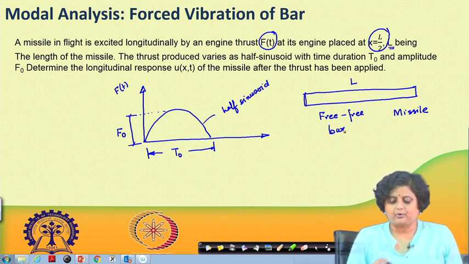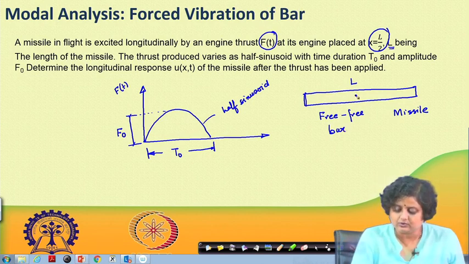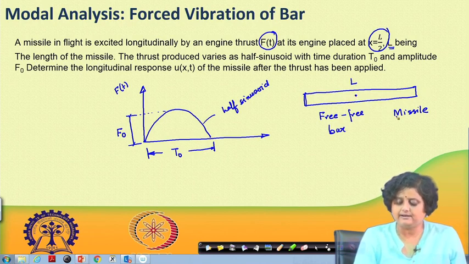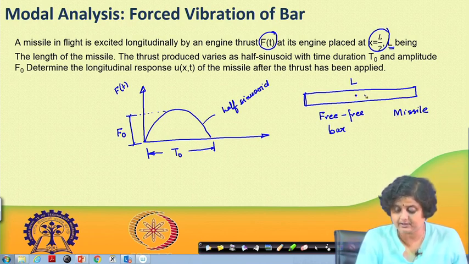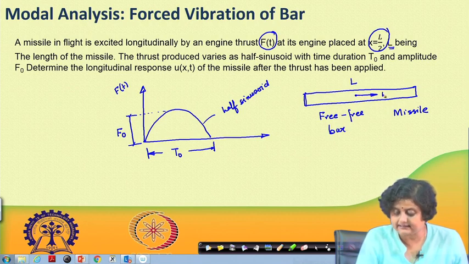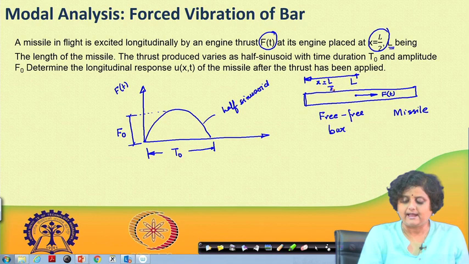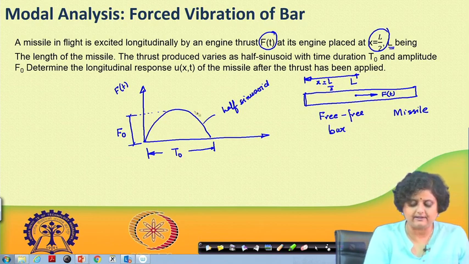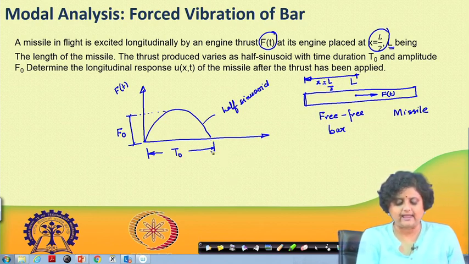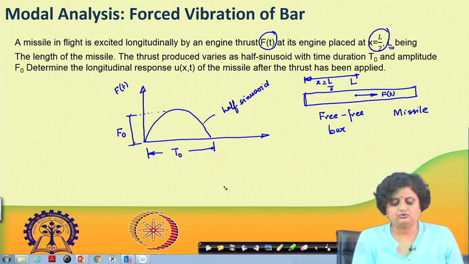So the problem boils down to finding out the response of a free bar because of a force Ft acting at the midpoint of the free bar. That is, it is acting at x equal to L by 2 and the time variation of Ft is like a half sinusoid acting over a time span of T0. Now, let us try to solve this problem.